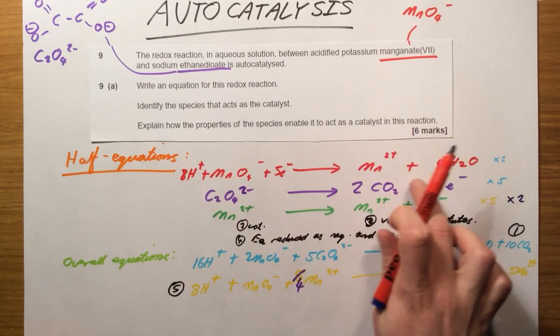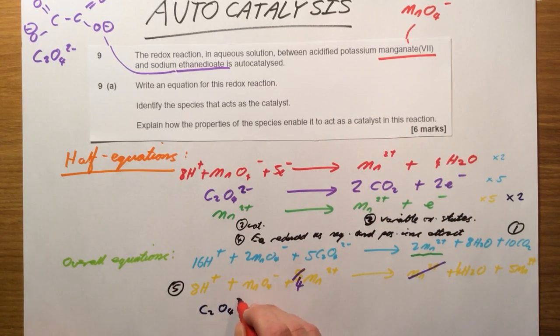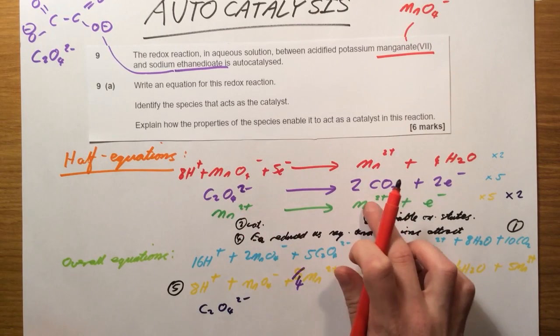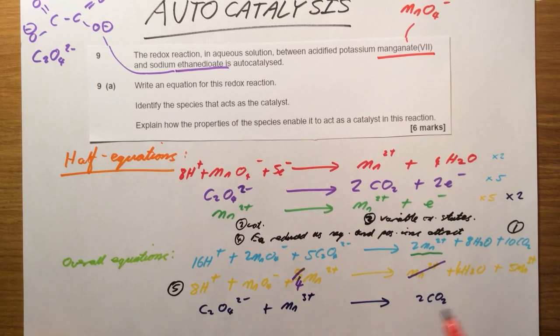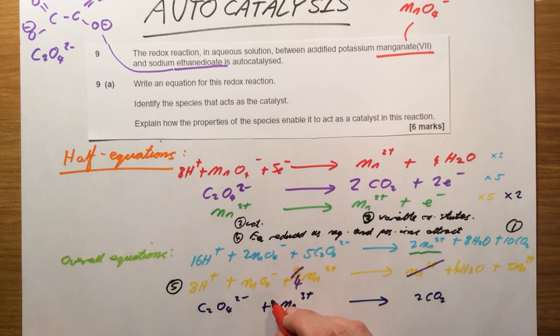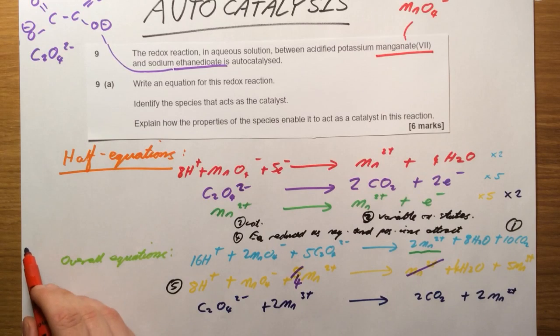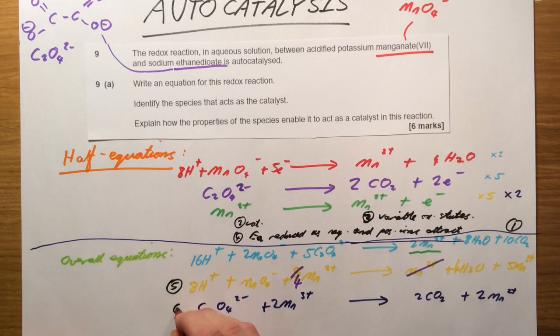Okay, so we're going to start off. Let's write this one out as it is written here. So C2O4 2-, we are going to be forming 2 CO2. This one we're going to write the other way around, and we need to remember to times it by 2. So that one is going to be Mn3+, we need two of them, and on the other side, 2 Mn2+. Oops, that was silly. And this is our final mark.